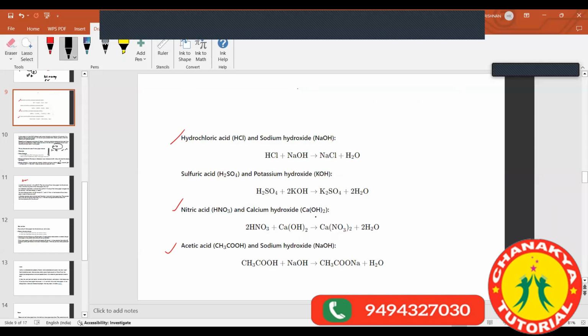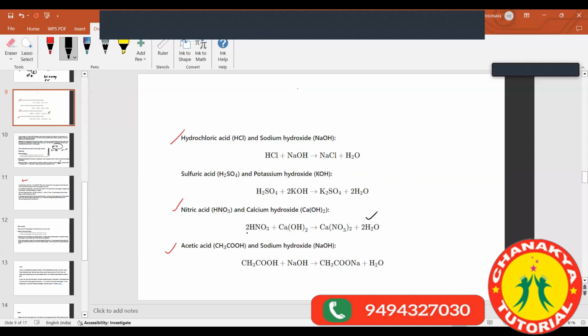Okay, then go to the third one. What is the third one? Nitric acid, HNO3. In this, which one is H1? There are two hydrogens, 2 H plus. Calcium hydroxide, so clearly OH is also 2. So H is 2 and OH is 2, so basically we can put 2 water, right? First I'm talking about water.